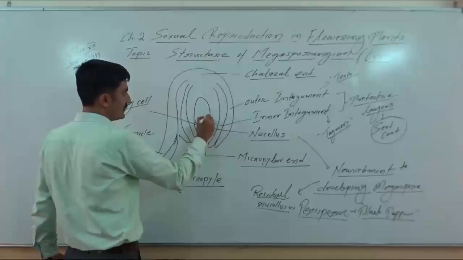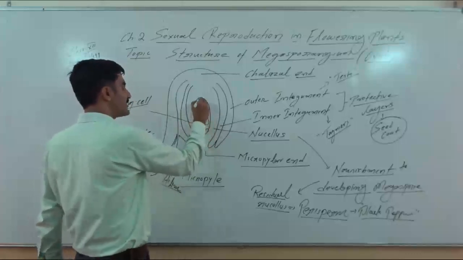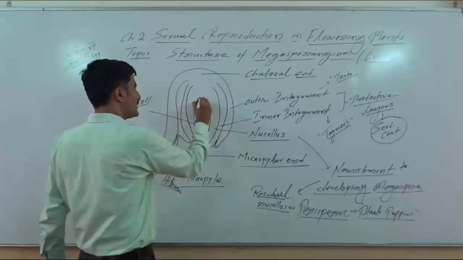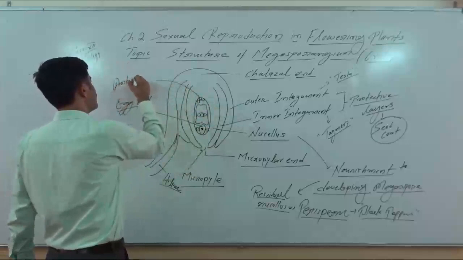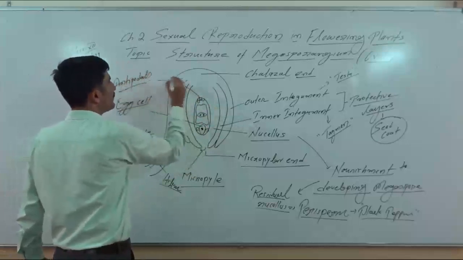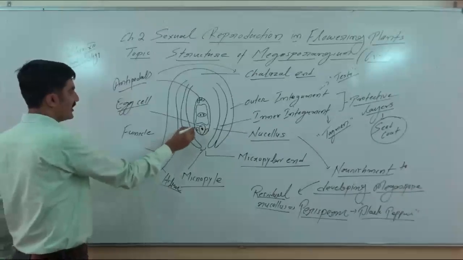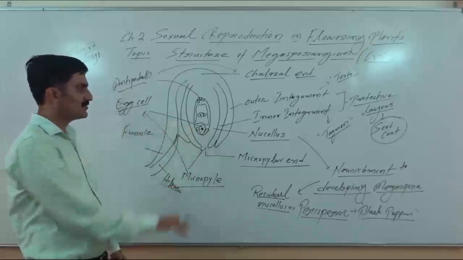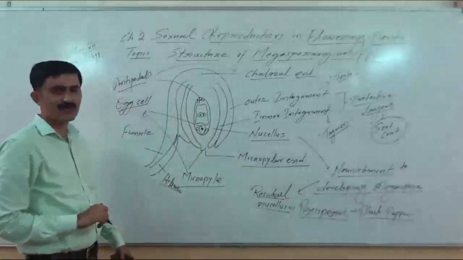The cell having 2 nuclei is called the central cell, and here 3 cells are called antipodals. Antipodals are generally present toward the chalazal end, and the egg cell is generally present toward the micropylar end. So that we can also keep in mind when we draw the detailed structure of the anatropous ovule.